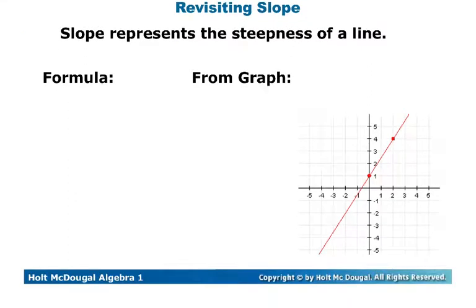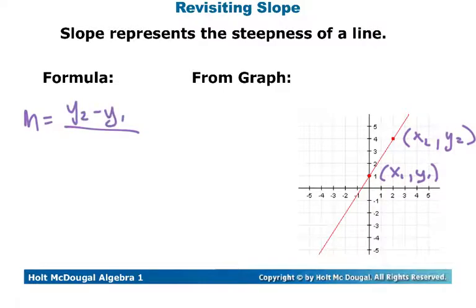The next one here, we want to talk about this line and how we can get the slope, write the formula from this graph. This is just a review page, so if I'm going to use a formula to find slope, my slope is going to represent the fact that this is an x1 and a y1 point, and this is an x2 and a y2 point. And so I'm going to take y2, subtract y1, and divide that by x2 minus x1. From the graph, though, the slope ends up being your rise over your run.